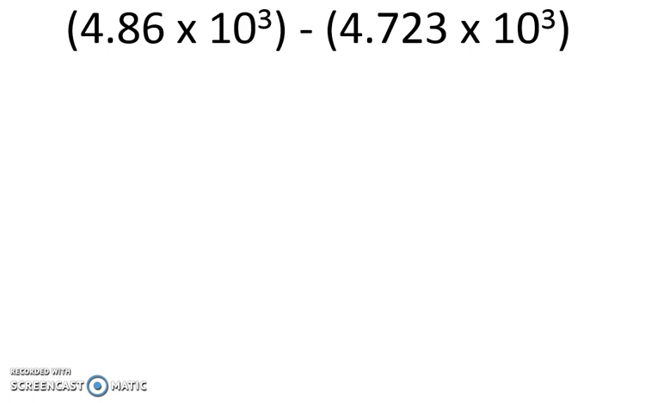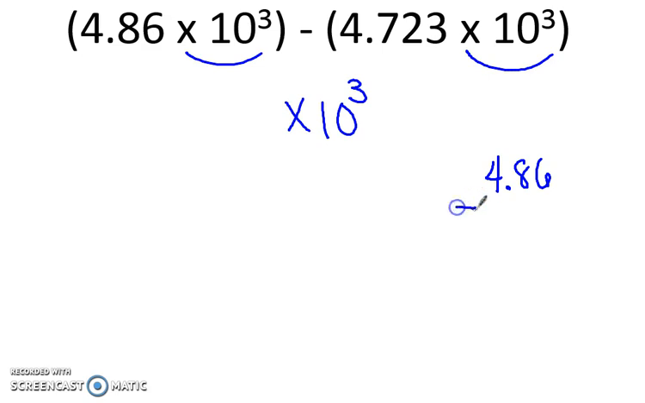Alright, now we have the same one again. We have 10 to the third and 10 to the third. So, not quite sure why this one's harder yet, but I'm sure we'll find out soon, right? So, we know that they match, so that's it, right? So, subtract those other numbers. So, 4.86 minus 4.723. Line up the decimals.